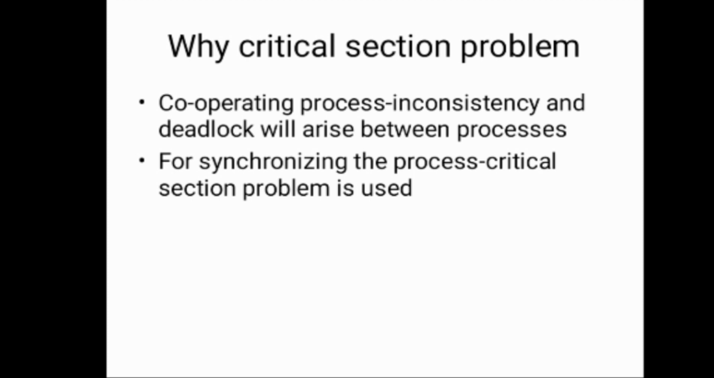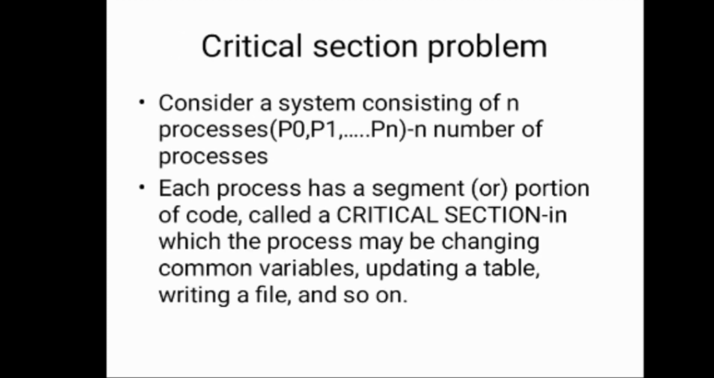But a cooperating process means one process's output will affect another process, and cooperating processes share something between them. So inconsistency or deadlock can arise between the processes. To avoid this problem, we synchronize the processes, and for synchronizing the processes, we use the critical section problem.